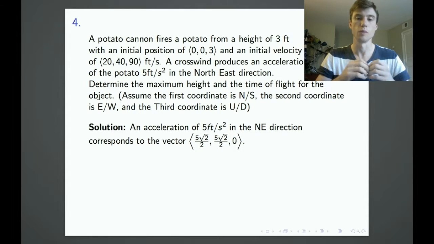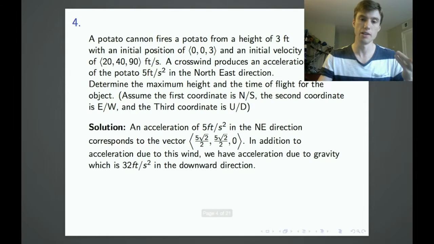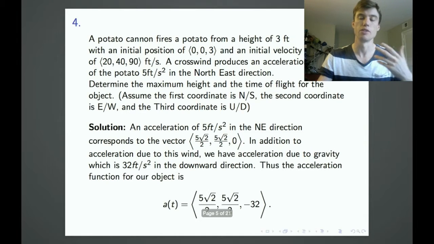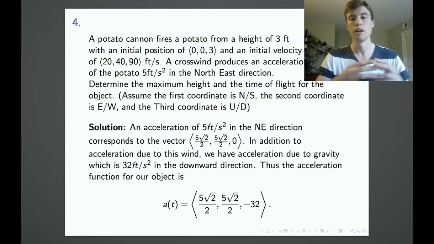Again, we have the acceleration due to gravity, which is negative 32 feet per second squared in the downward direction, which is a vector of 0, 0, negative 32. And we sum these two acceleration vectors to find the acceleration vector for our potato.